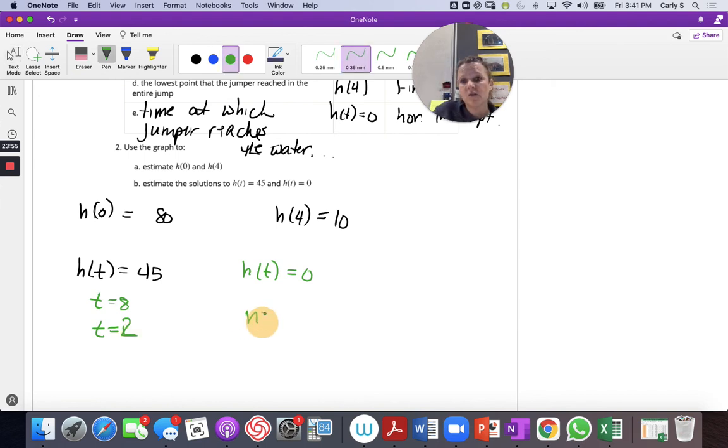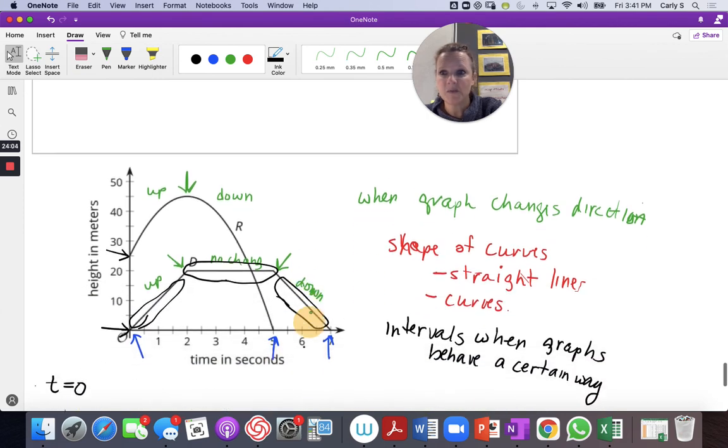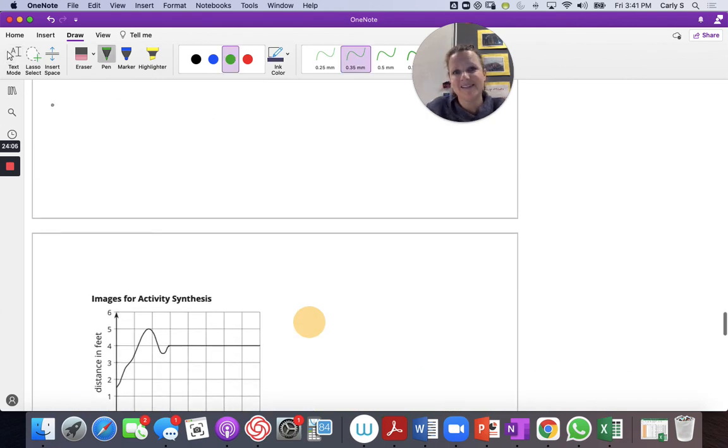And this would be no solution because the jumper does not reach the water. Okay, it just doesn't happen. All right, that's good. And that's what we did earlier. Okay, this was longer than I expected, so I'm sorry, but you have plenty of time to work on your problem set. Good job.